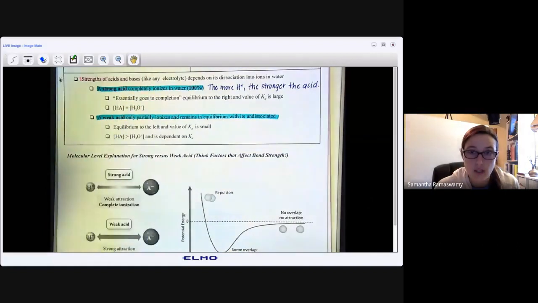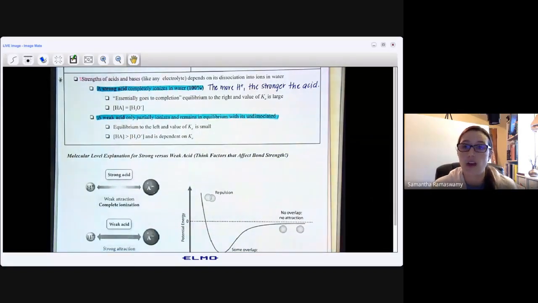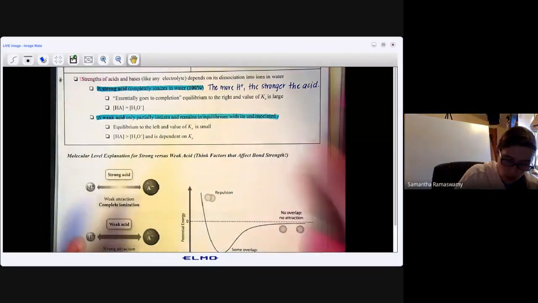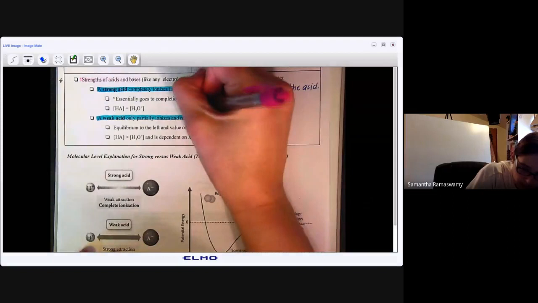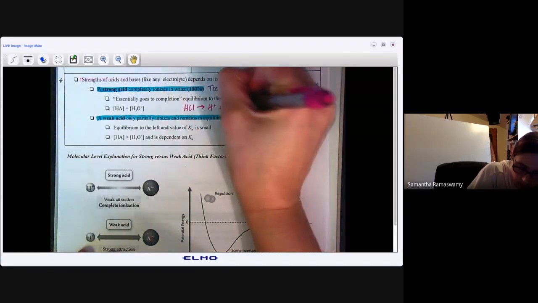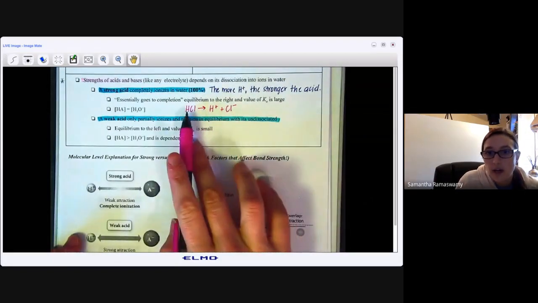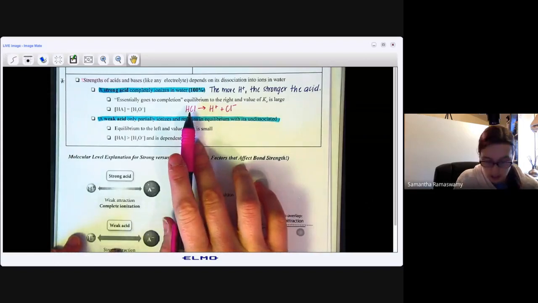So strong acids essentially go to completion. Equilibrium lies very far to the right, so it creates essentially all products. The value of Ka is very large, which is why we don't even see Ka values for strong acids, because it's such a large number. We have almost all products compared to reactants. So when we say it essentially goes to completion, HCl will ionize into H plus and Cl minus. We use a single arrow because we assume that essentially all of the HCl ionizes into H plus and Cl minus.